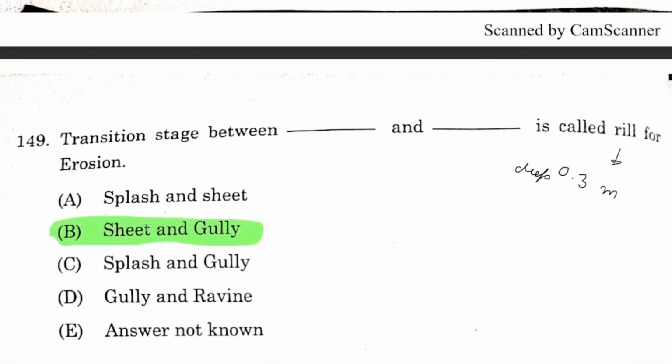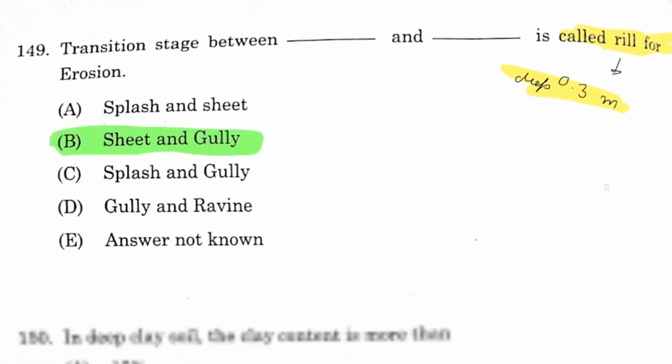Next, the transition stage between dash and dash is called rill erosion. So sheet erosion, rill erosion, then gully erosion. Before rill erosion is sheet erosion, and after rill erosion is gully erosion. If the rill erosion depth is increased by 0.3 meter, then it will be classified as gully erosion.